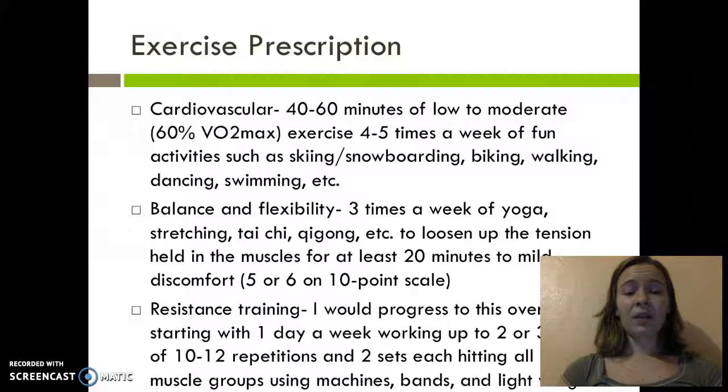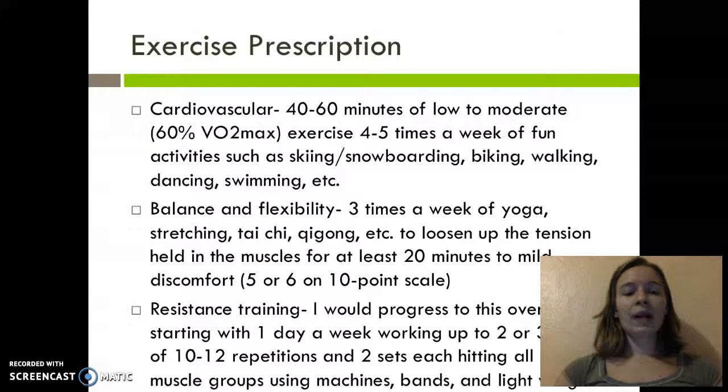Balance and flexibility are also going to be important in her prescription, because according to PubMed, a mind-body practice PTSD article was posted, and it showed that mind-body practices such as yoga, stretching, tai chi, qigong, those types of activities help to reduce anxiety, stress, depression, and anger, and increase relaxation, energy, coping with stress, and self-esteem. So that would also help loosen up muscle tension.